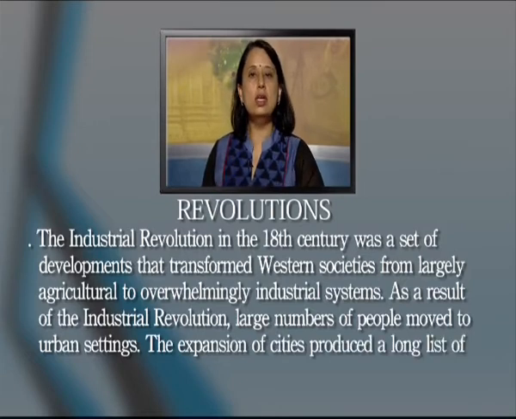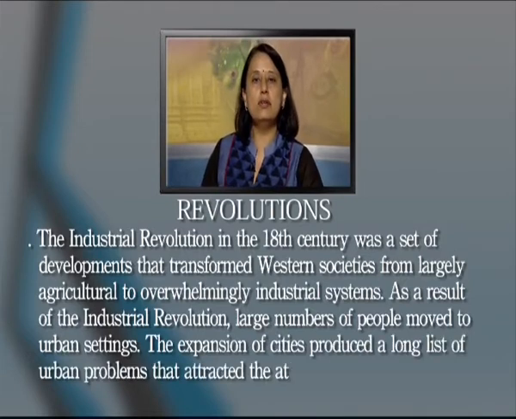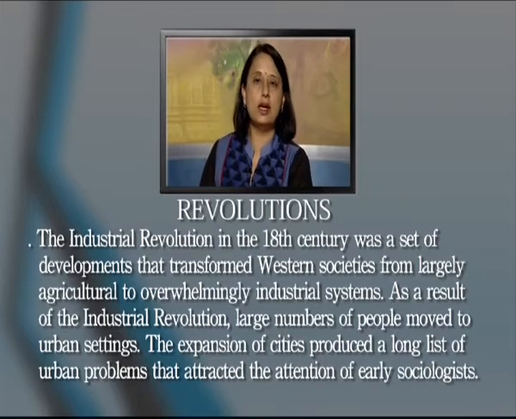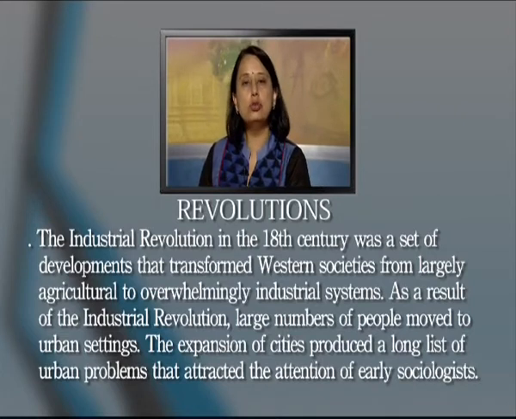So, the Industrial Revolution in the 18th century was actually a set of developments that transformed Western societies from agricultural to industrial systems. As a result, a large number of people moved from agriculture to working in the factories. So, that means you had a large scale migration of people from the rural to the urban areas. You also had not only the emergence of cities, but also the expansion of cities, right? And all of this created a host of problems that, as you already know, attracted the attention of the early sociologists, right?